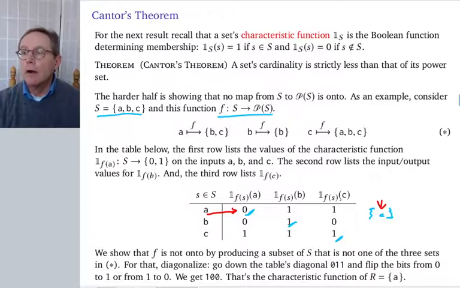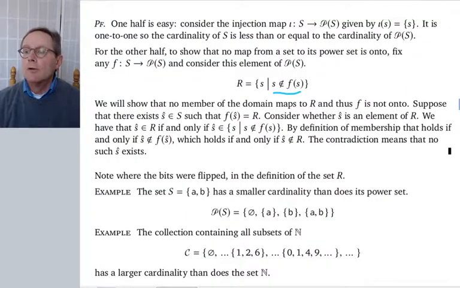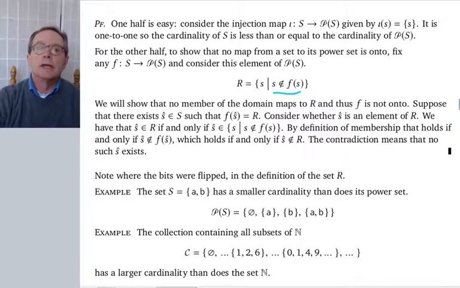Okay, all right. So now when we went to produce this set, we just did the opposite. When you write down what we did, we looked to see whether little s is an element of f of s, and we did the opposite. Put it in if it isn't, don't put it in if it is. And then the verification that the produced set capital R is indeed not equal to f of little s for any little s is pretty straightforward. In particular, you want to note this that I underlined is exactly where the bits get flipped.